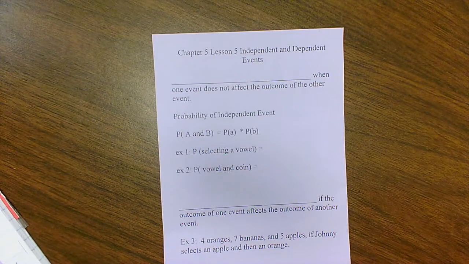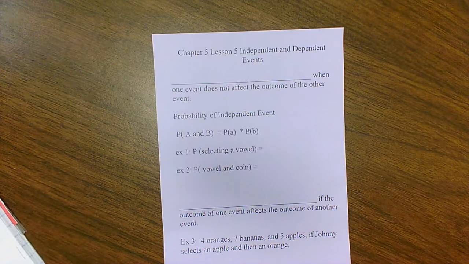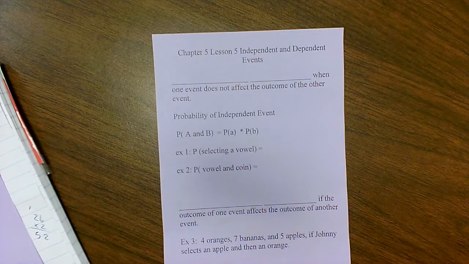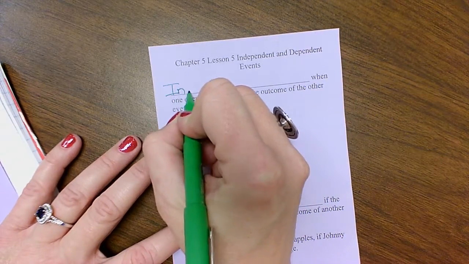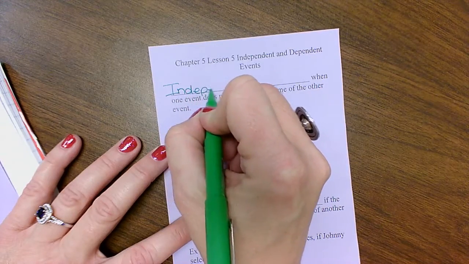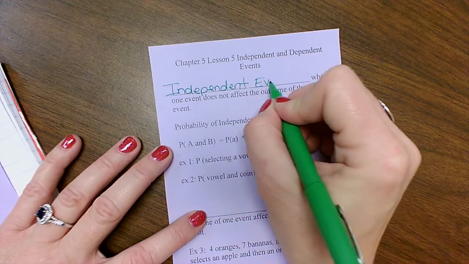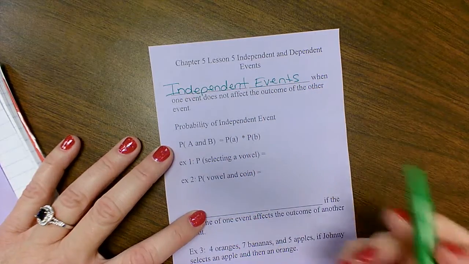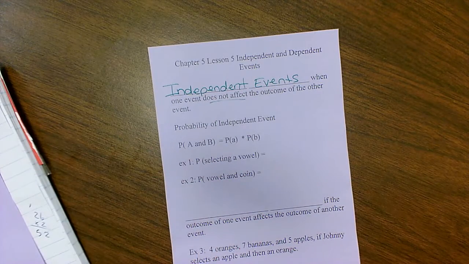This is Chapter 5, Lesson 5, Independent and Dependent Events. The independent event is when one event does not affect the outcome of the other event. Probability of independent events. Let's look at it.